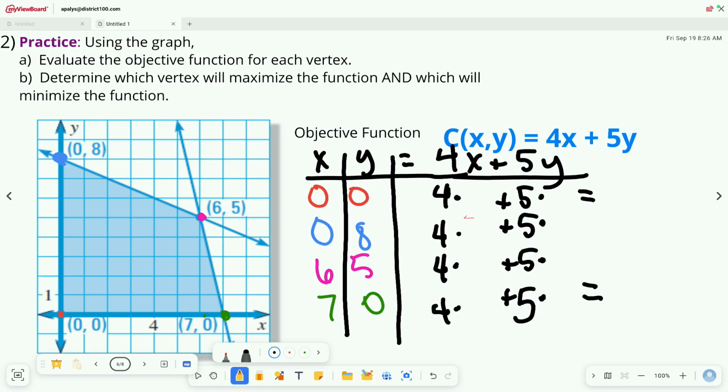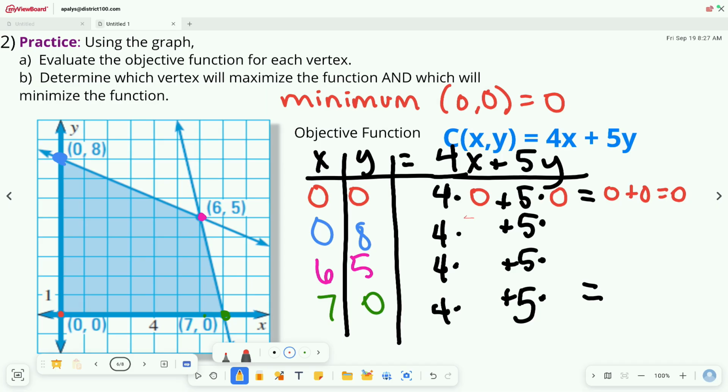There we go. So we've got 4 times X, which is 0, 5 times Y, which is 0. So 0 plus 0 is 0. Likely that's going to be the minimum, because do we have any negative values there? No, we have no negative vertices. So 0 is going to be the smallest you can get. So the minimum is at 0, 0, and that gives you 0 for the objective function.